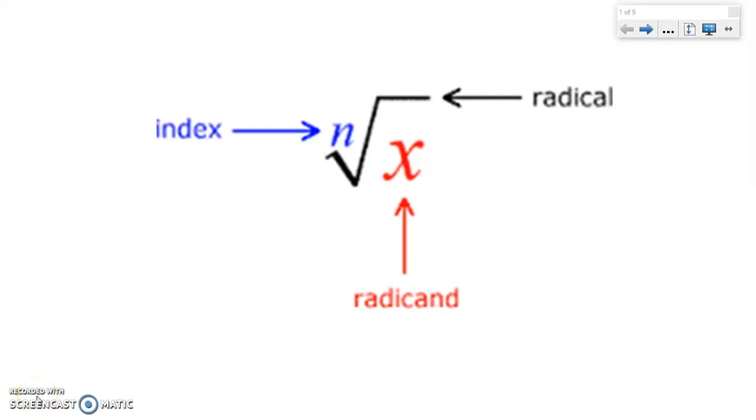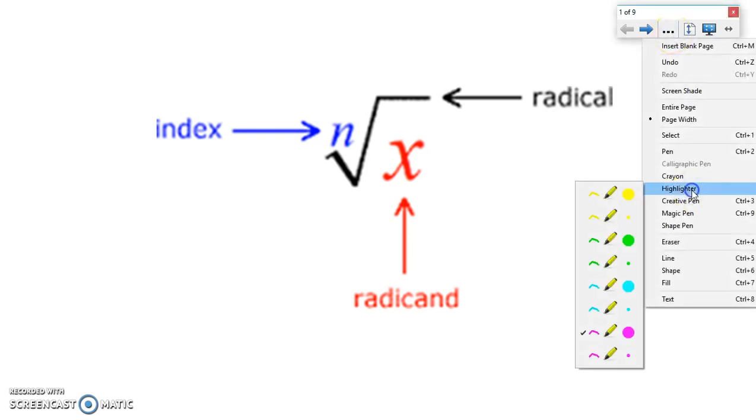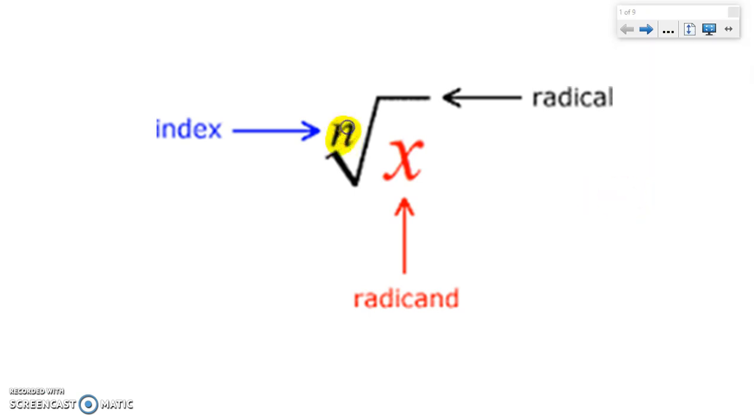This lesson is going to discuss fractional exponents and their relationship to radicals. So you'll notice that the small number on the outside, which is located here, that is called the index. The radicand is the number that is inside of the radical.